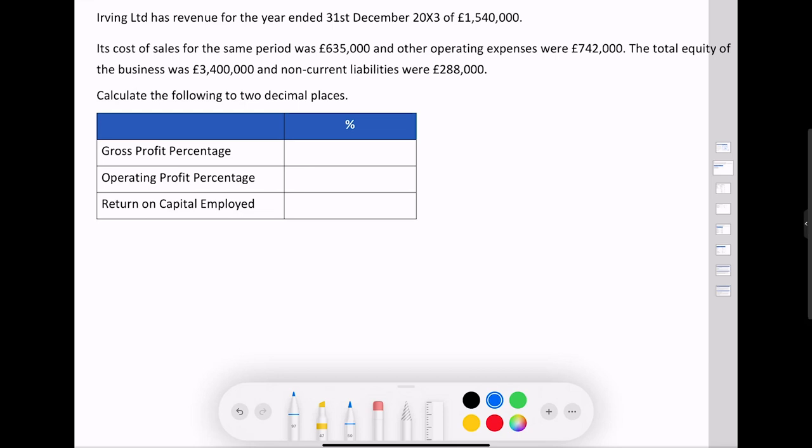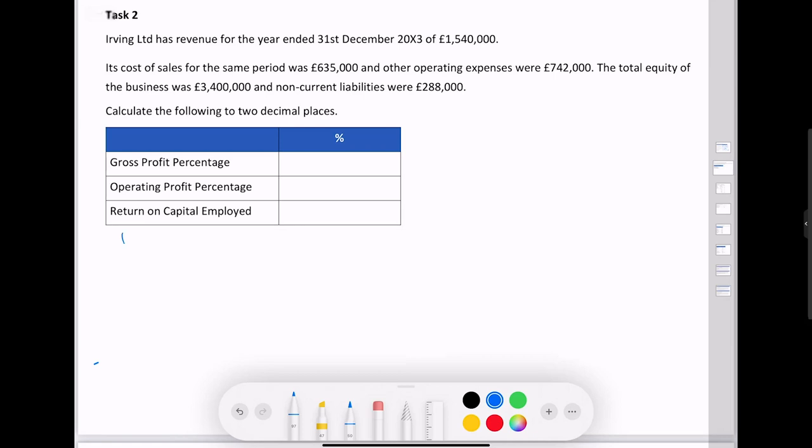So the first one we've got on the list is gross profit percentage. Now, in this particular scenario, you may have noticed that it doesn't actually give you gross profit. So the first step here will be to calculate our gross profit, which is done by taking our revenue and taking off cost of sales. So we have revenue, 1.54 million, less cost of sales, 635,000, will give us a gross profit of 905,000.